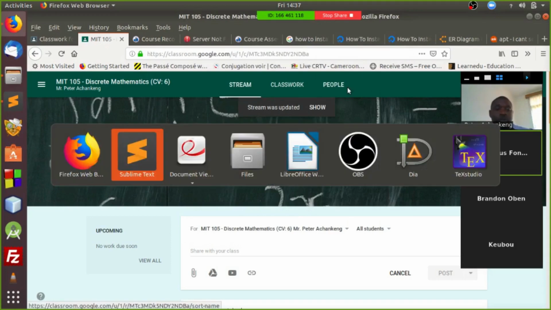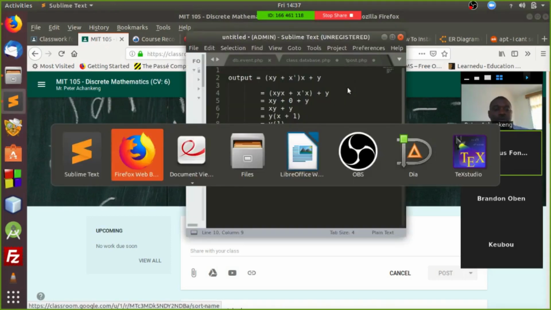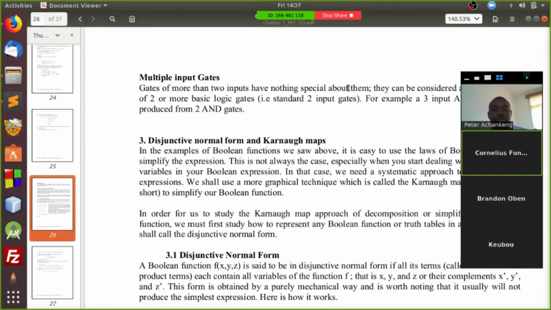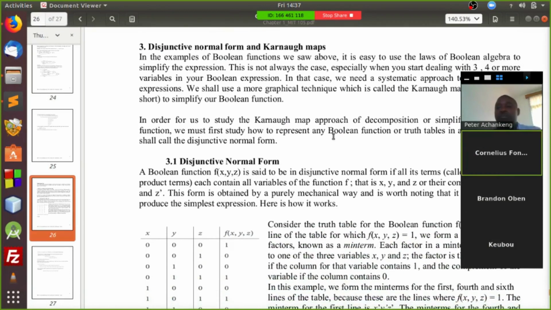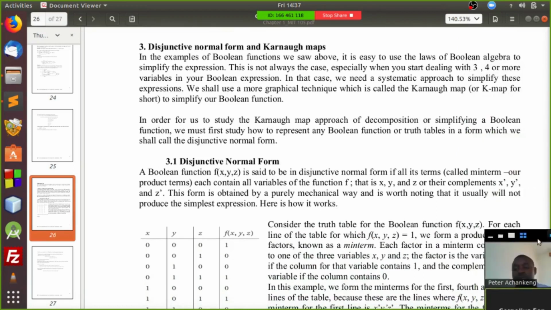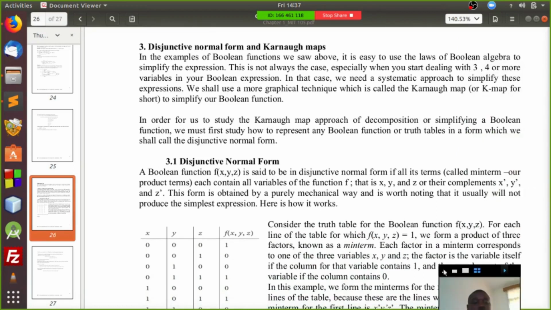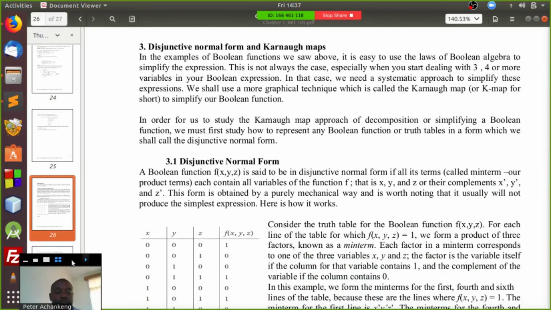So today I would like us to continue looking at something called disjunctive normal form. This is what I want us to look at. Disjunctive normal form. So what really happens is when you have the example that we just did, how many variables did we have?